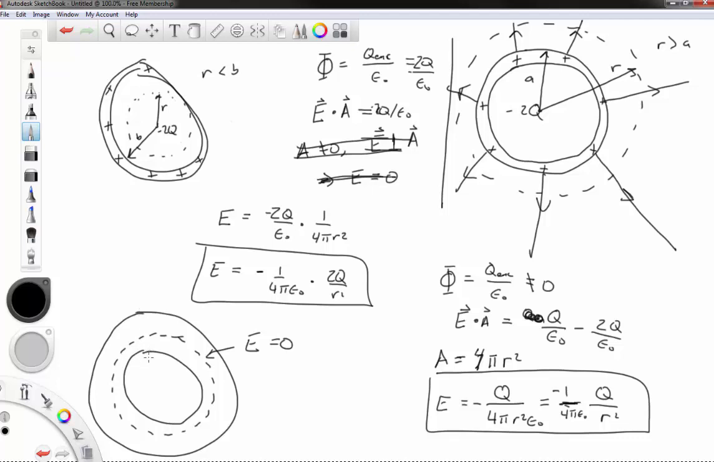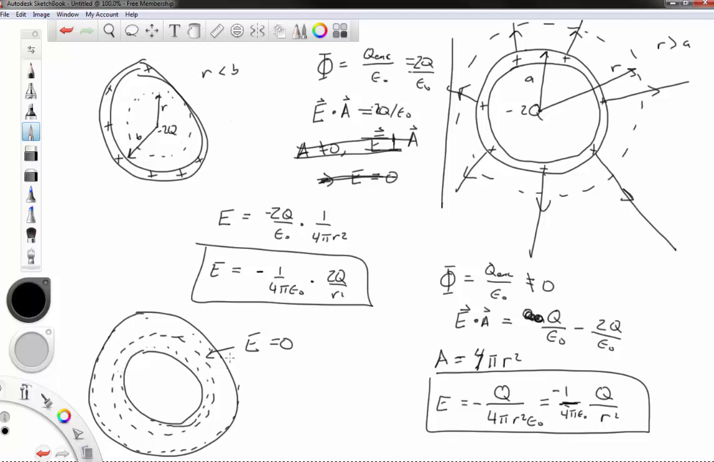Zero charge, plus Q, zero. Total is plus Q. Because again, this surface could be arbitrarily large. It could be extended out to here, for example, almost touching the surface. It could have been shrunk down to here, again, almost touching this surface.